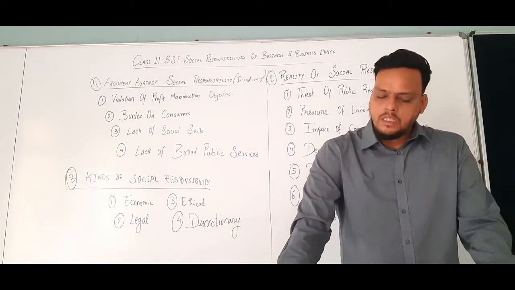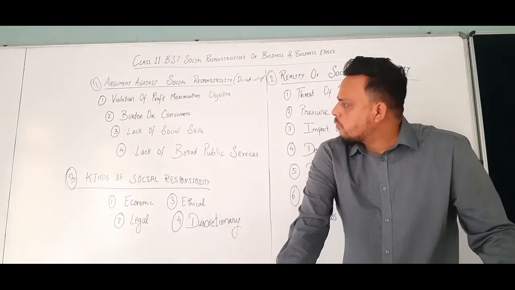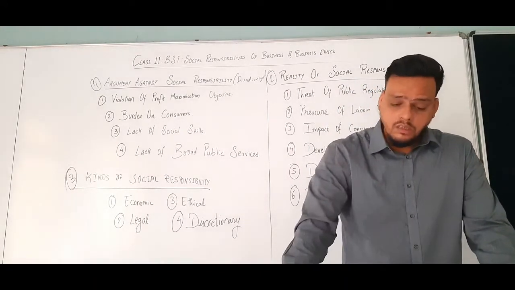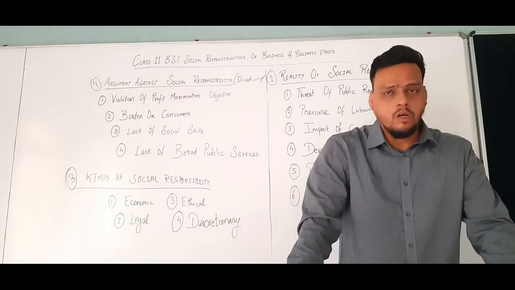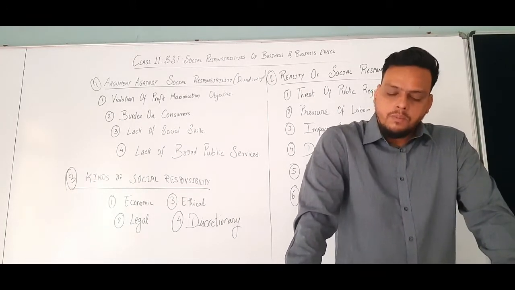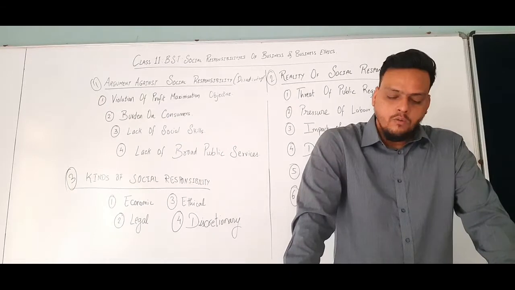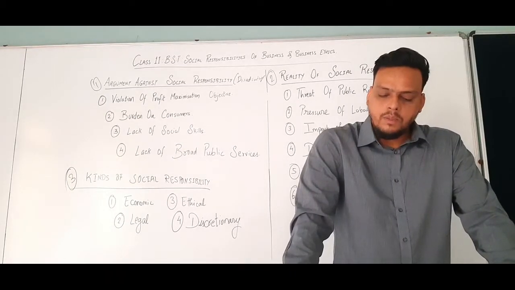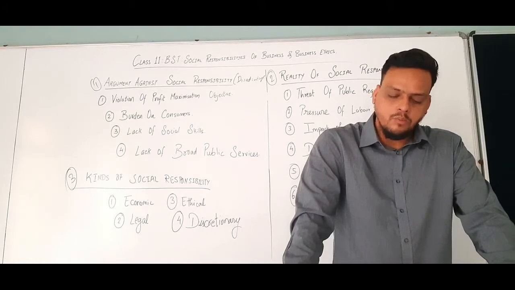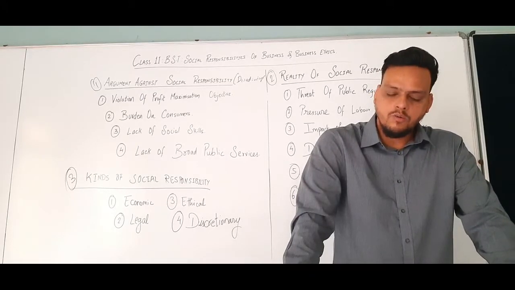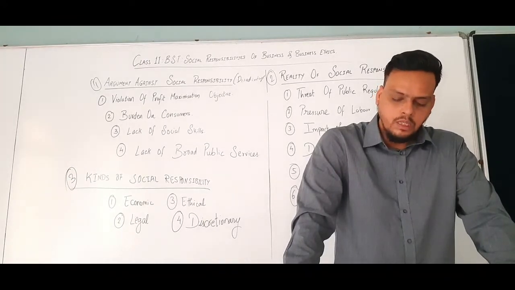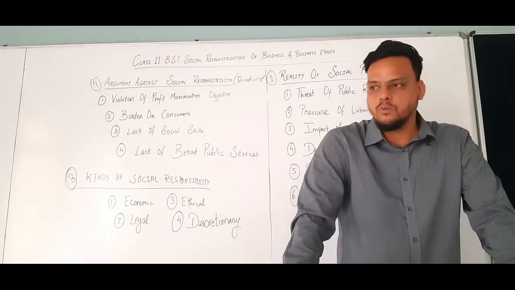The first point is violation of profit maximization objective. I have a textbook right now; I am reading this concept and I'll explain it in my own terms. Business is an economic institution which exists with the aim of profit maximization. Profit is an essential part of the survival and growth of the business. So assuming social responsibility is against its objective.